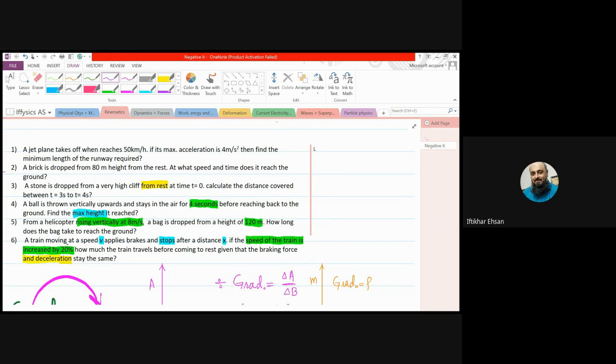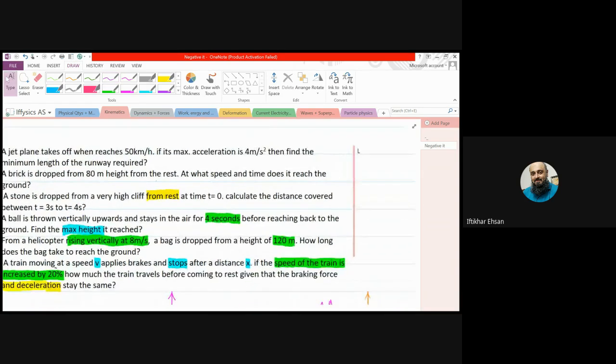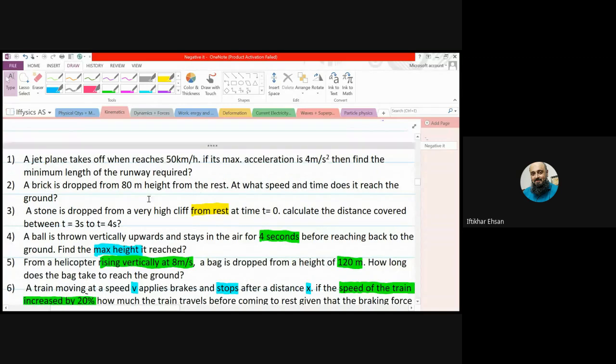So let's try. First of all, the speed is in kilometers per hour. Acceleration is in meters per second square. For synchronization, we need to convert that 50 kilometer per hour into meters per second. How do we convert? We will divide it by 3.6. And the answer will be 3.8888, which can be rounded off to 3.9.